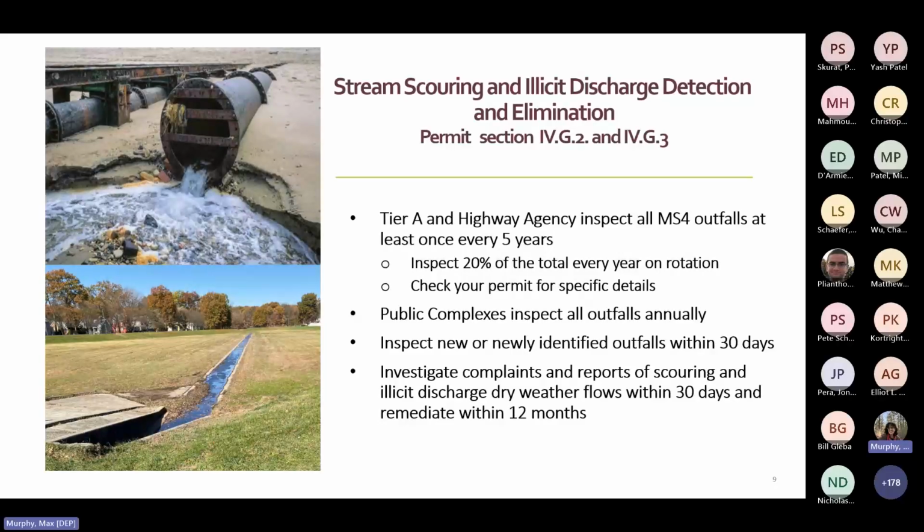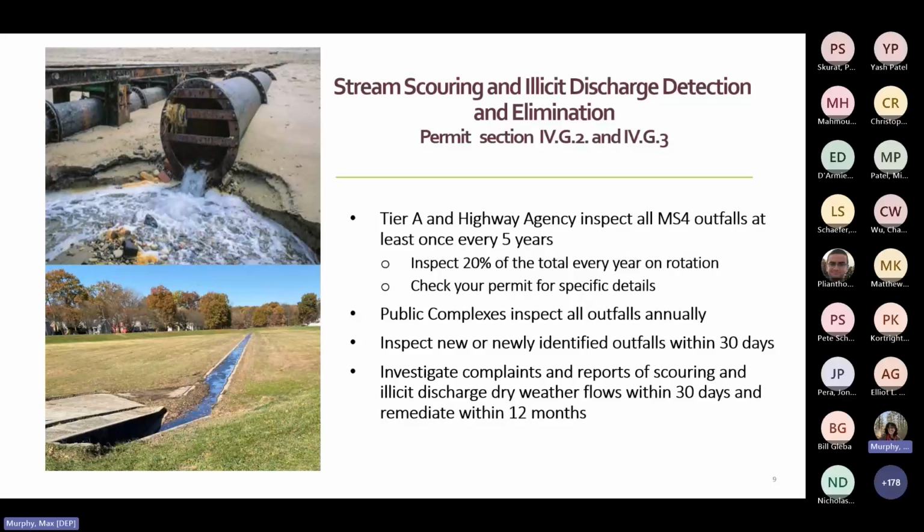All Tier A and Highway Agency MS4 outfalls are to be inspected for stream scouring and illicit discharge at least once every 5 years. Permittees must inspect at least 20% of the total annually on a rotation so that all outfalls have been inspected by the end of the 5-year permit cycle. Public complex MS4's outfalls are required to be inspected every year. Check your specific MS4 permit for any additional requirements.